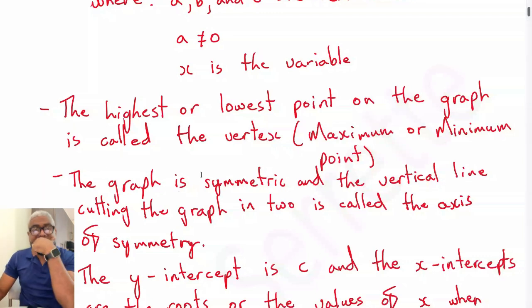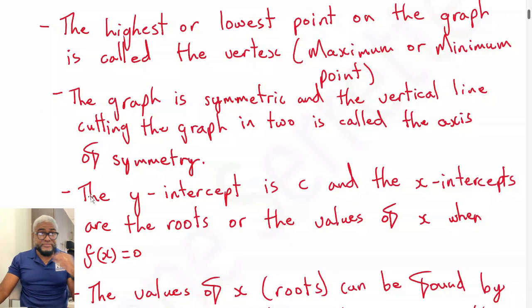So the graph is symmetric, meaning that you can cut it exactly in two. The vertical line cutting the graph in two is called the axis of symmetry, right? The y-intercept is C. Whatever C is, that is where your curve is cutting your y-axis. Lock in here, Daryl. Where your curve is cutting the y-axis, that is your y-intercept. Now, your x-intercept will be where your curve is cutting your x-axis.